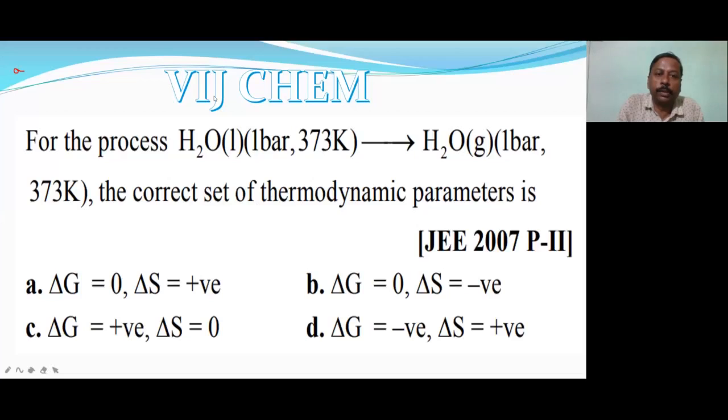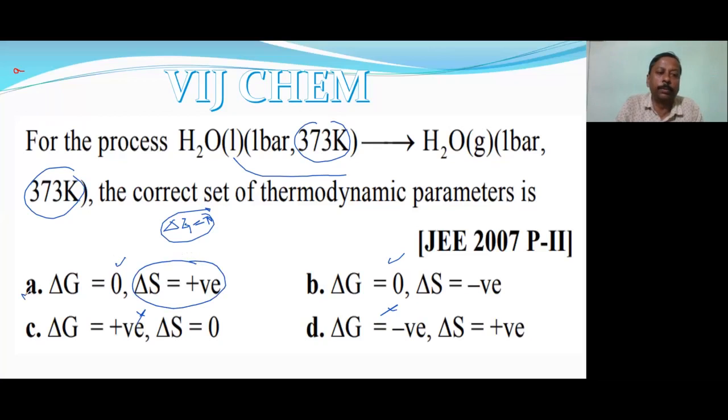Very simple question. See, because of this temperature, both are 373 Kelvin, so it is at equilibrium. At equilibrium, delta G will be equal to 0. Here also 0, here also 0, but it cannot be. Now it is going from liquid to gas, so entropy will be increasing. Therefore, delta S is positive. So the A option is correct. I think it is clear now. Let's move on to the next question.